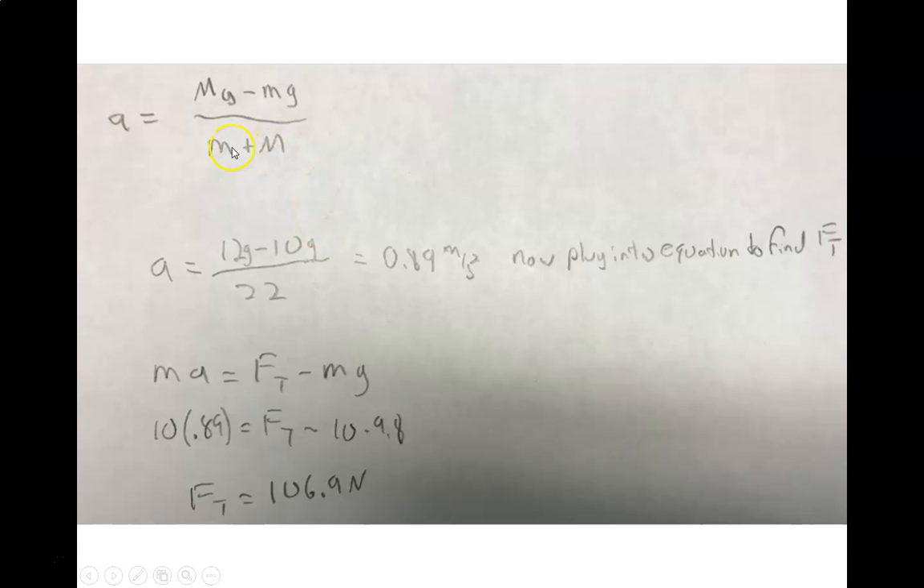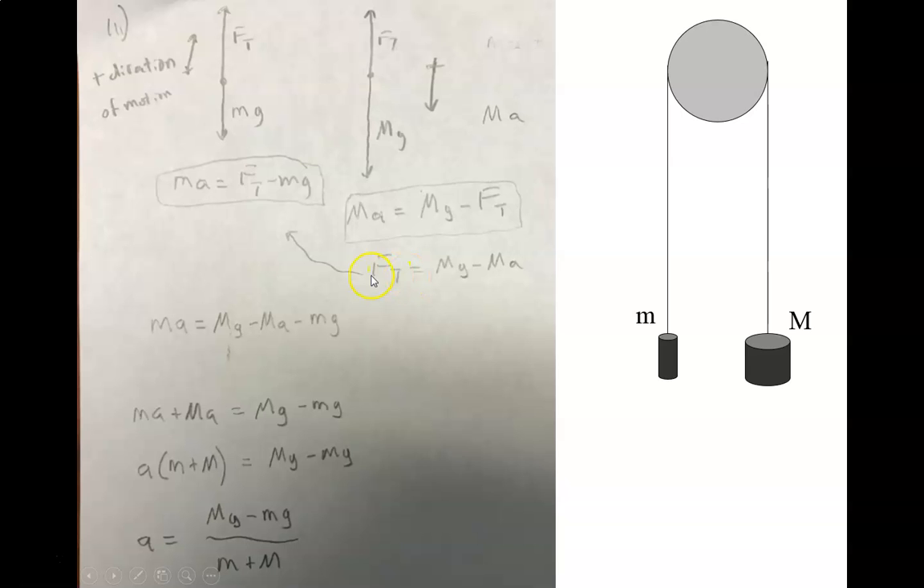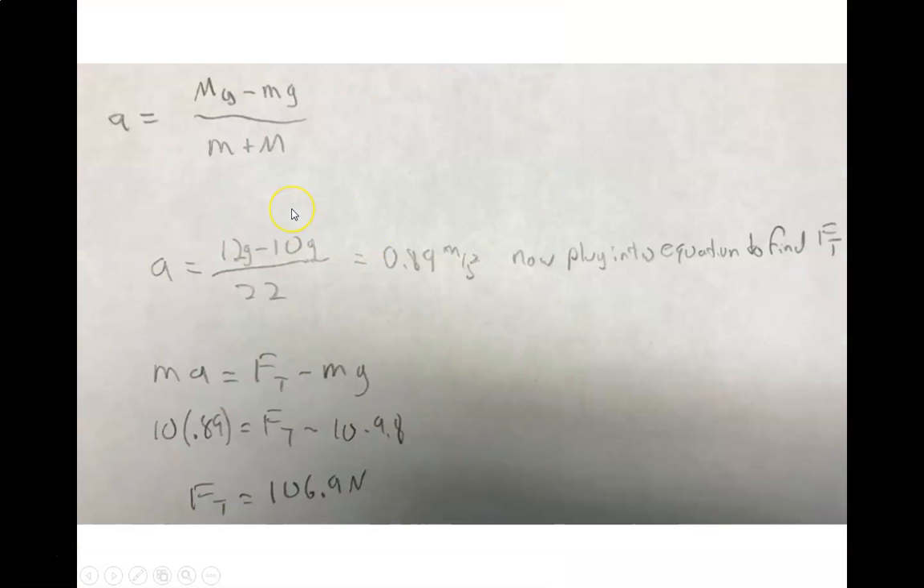So throwing some numbers into it. Big M is 12, little m is 10. You get that the acceleration is going to equal 0.89. Then what you have to do, once you figure out the acceleration, is you have to go back and pull one of these equations. It doesn't matter which one you use. I think I probably pulled the left one.